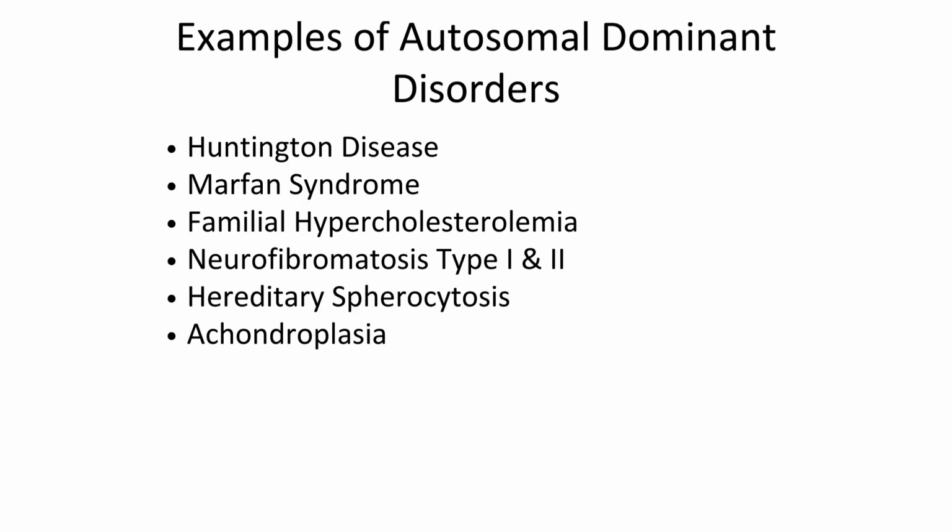Some of the most classic autosomal dominant disorders include Huntington disease, Marfan syndrome, familial hypercholesterolemia, neurofibromatosis types 1 and 2, hereditary spherocytosis, and achondroplasia. These are exam favorites, so make sure you can recognize both the condition and the inheritance pattern.